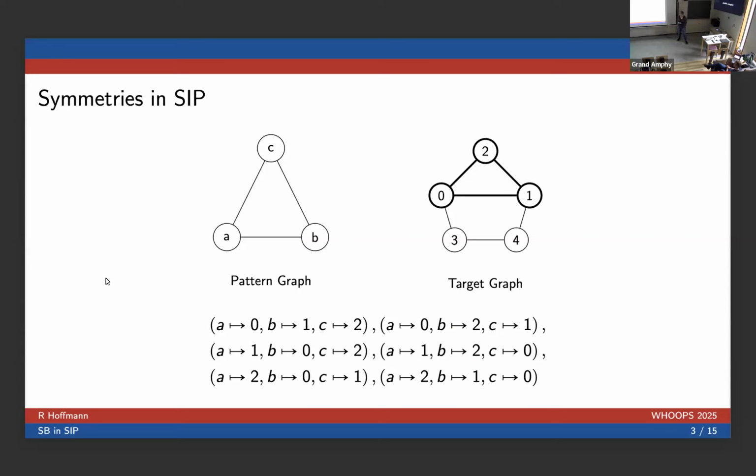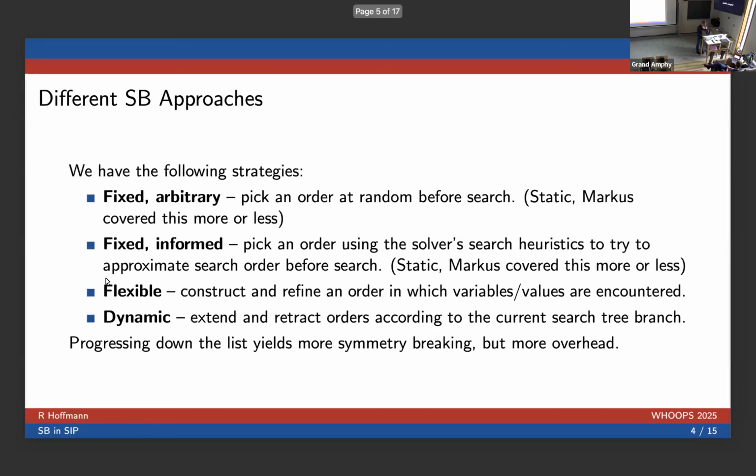And so in general, what we're looking for is essentially the symmetries of either a graph on our pattern side, or our variable side, or on our target side, so on our value side of things. That's all we're really trying to do, but the different ways that we can or can't do it is the interesting part here. So I'm going to cover 2 out of the 4 things that I've listed here, because Marcus kind of covered the first 2 already, which are static symmetry breaking, what we call fixed symmetry breaking, whether that's arbitrary or informed.